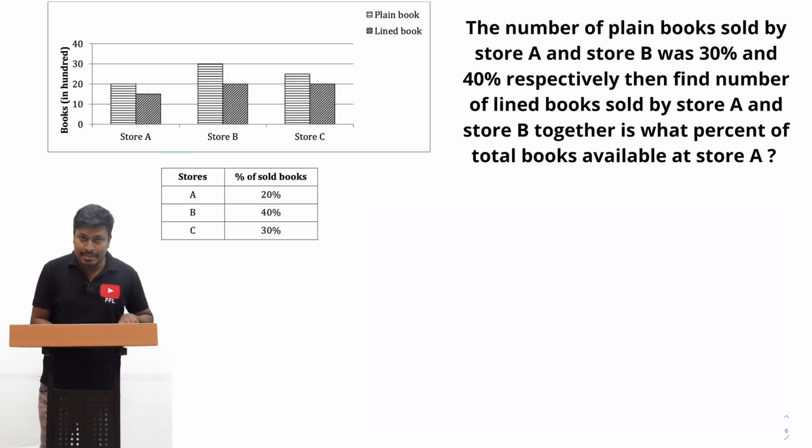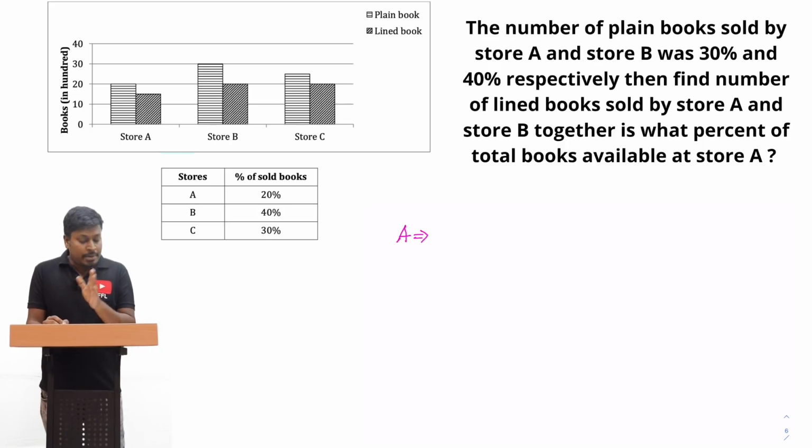Finding that value is easy, because if you add both the values, the result will be the total. But for the numerator value, that is X here, we need to find the lined books sold by store A and store B. So first let me take store A. We can solve this question a little bit slowly. Just see, let me take this store A. How many total books are produced? You can see that store A plain books will be 20 into 100, which is 2000. So lined books will be 15.